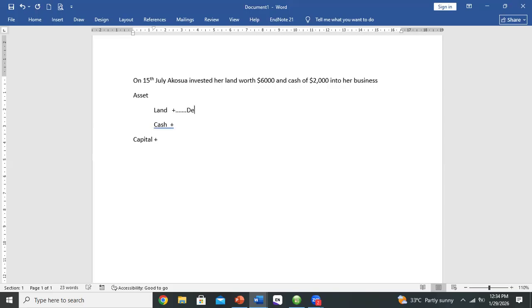And then cash, another asset, is also what? Increasing, so we debit. And then capital is also increasing, so we do what? We credit. Now put the values in there and you see that, okay, it makes sense. So land will be 6,000, cash will be what? 2,000. What is the total capital this owner has invested? It is 8,000.